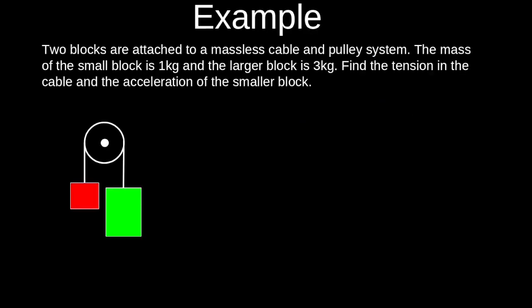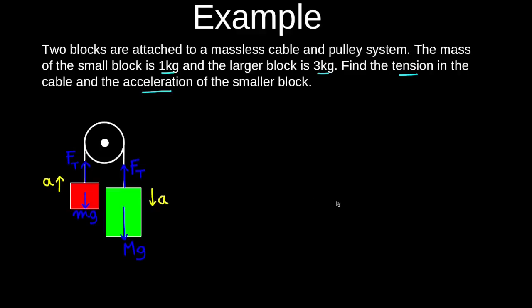Two blocks are attached to a massless cable and pulley system, and the mass of the small block and larger block are given, and we're asked to find the tension in the cable and the acceleration of the smaller block. We'll take a free body of each block. We can draw the forces acting on each block, where the tension in the cable is uniform, because the cable and pulley system are massless, and the magnitude of the acceleration vector for both blocks is equal.